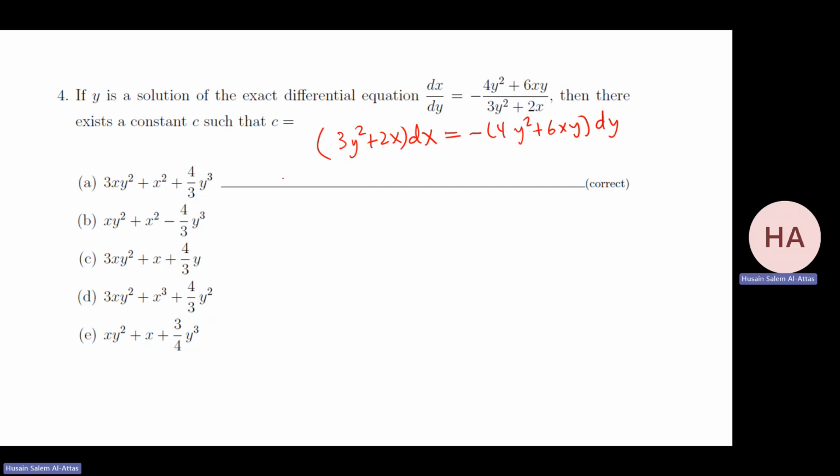Okay. So let me arrange it more. 3y squared plus 2x dx. Oh, he told me it's exact. That's good. Yeah. Plus 4y squared plus 6xy dy equals 0. He told me it's exact. It means partial M with respect to partial x, which is 2.